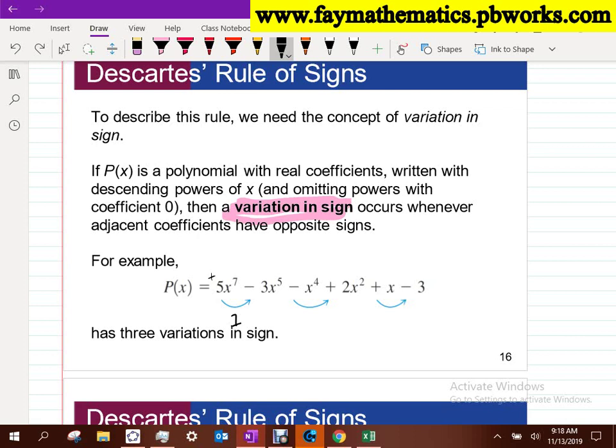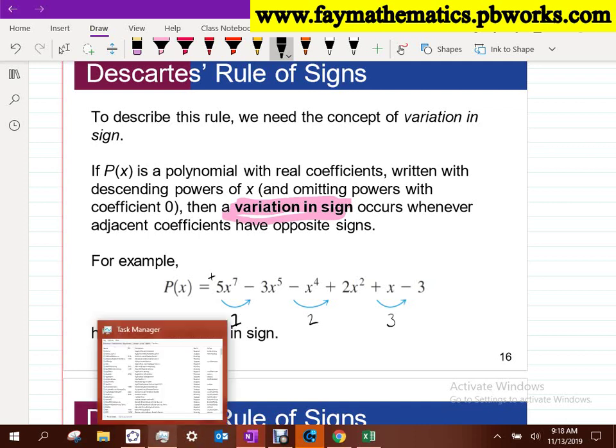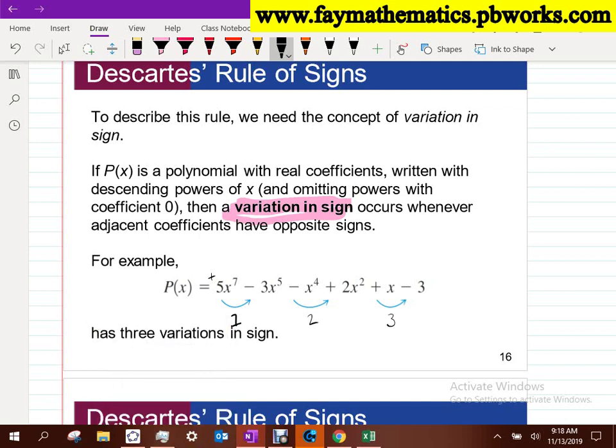Is that a change from a negative to a positive? So that's our second sign change. And then we go positive 2x squared to positive x. That's not a sign change. We go from positive x to negative 3. That's another sign change. Okay?